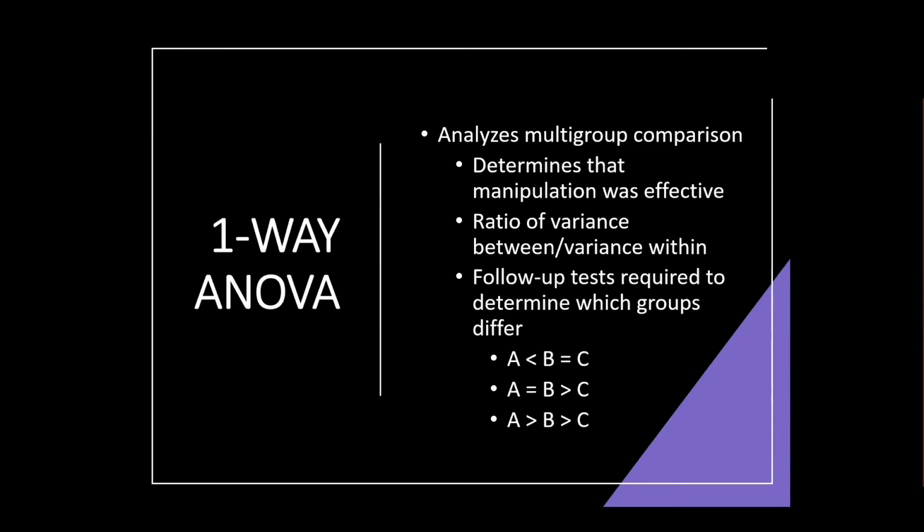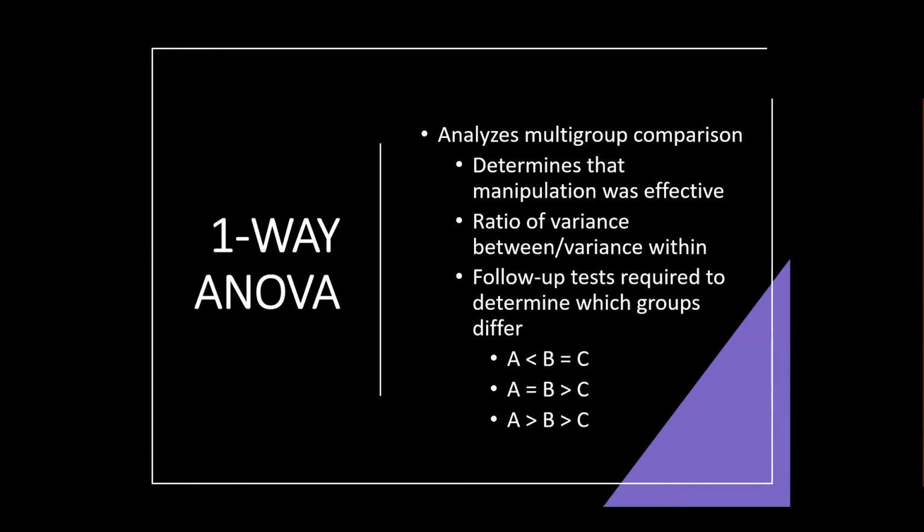In the one-way Anova, it's just those 3 or more groups. All it's going to do is say there was a significant difference in there somewhere. It's not going to tell you which groups had the significant difference. To do that, you have to do what's called post-hoc tests, follow-up tests. So you don't know whether A is less than B and B is equal to C. You just don't know from the F value that you get. You have to do additional tests after that.